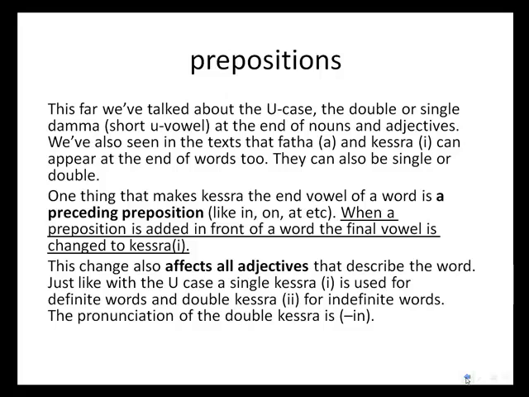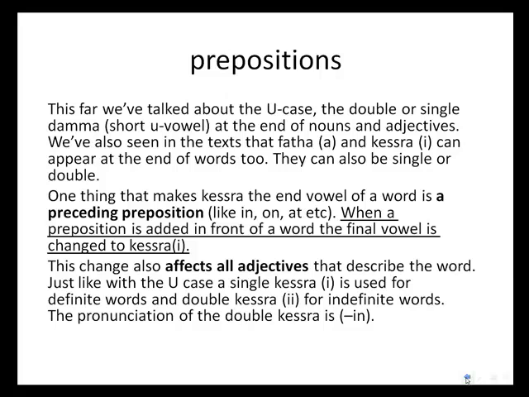Today we're going to see what happens if a preposition is a word like in, on, at, beside, between, etc. If a preposition is preceding the word. When this happens, the last vowel is changed into a kesra, to an I vowel. This affects all other words that are connected to the word after the preposition. So if you have one word and then 5 adjectives describing it, all the adjectives change their vowels to show which word they are belonging to.